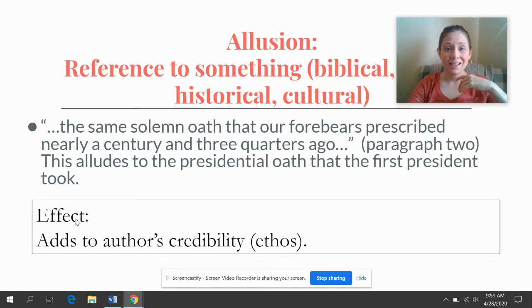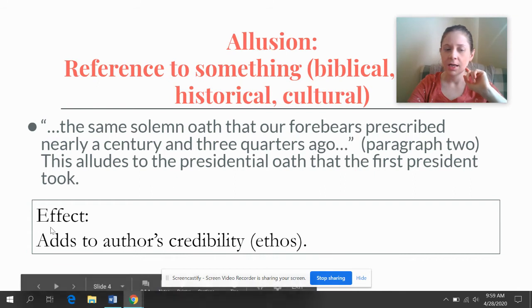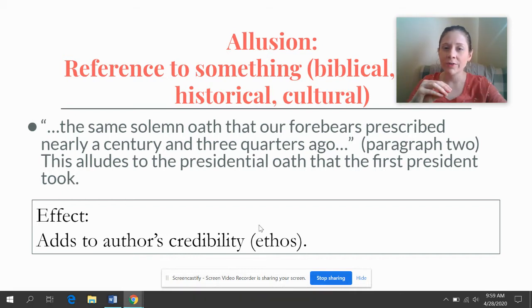The rhetorical effect of using this particular allusion is that it adds to the author's credibility, which is ethos. So you see how these things connect? These rhetorical devices are persuading the audience in these subconscious ways. But it was very conscious on the part of his speechwriters.